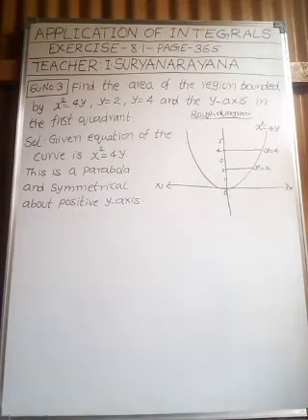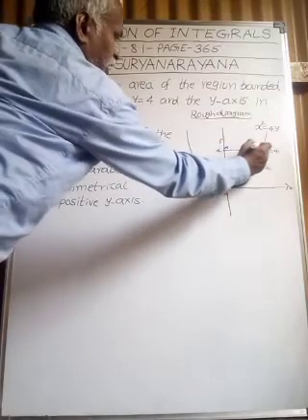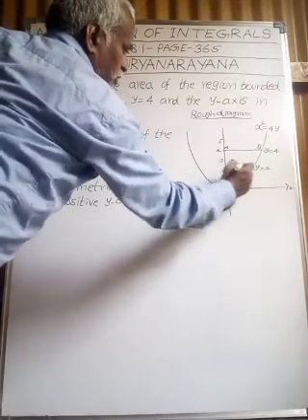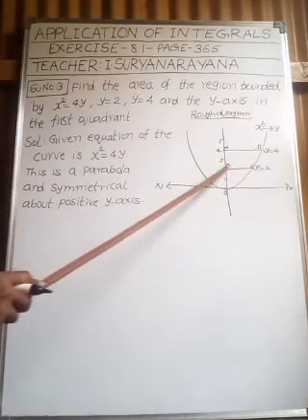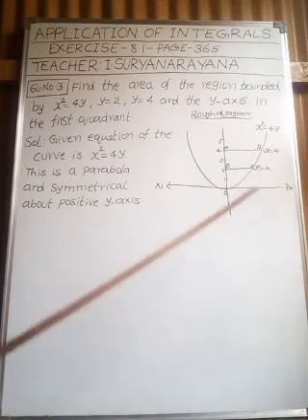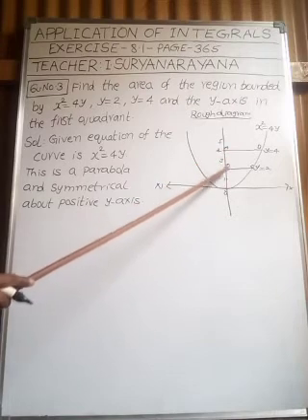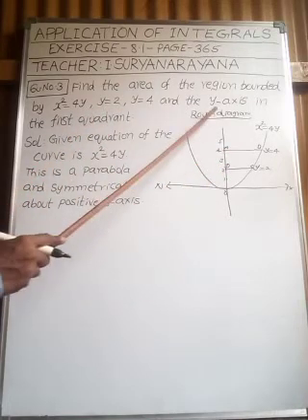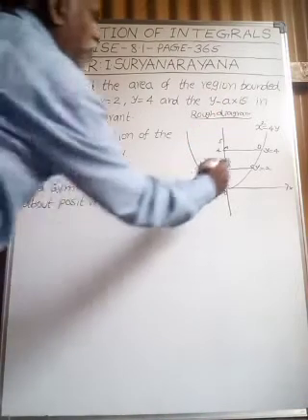So this is the region. You have to find the area of this region. Let us consider this is the region. ABCD is the required region. Area of this required region. If you observe this region, it is standing on the y-axis. It is also asked here about the y-axis. So we take horizontal strips.